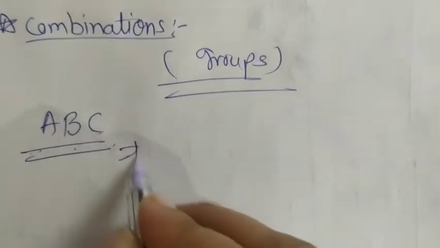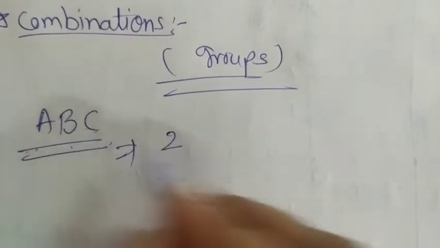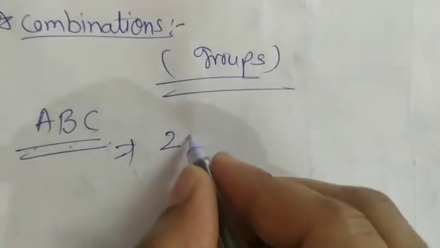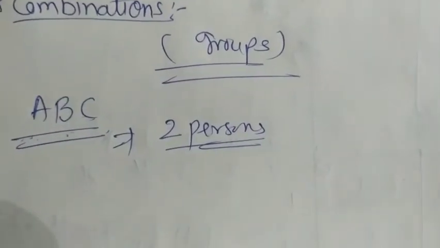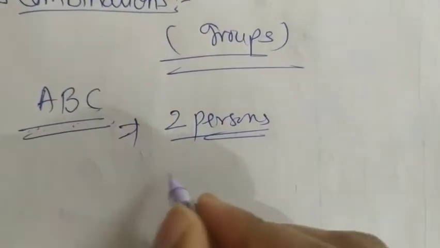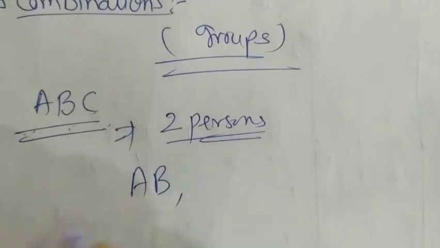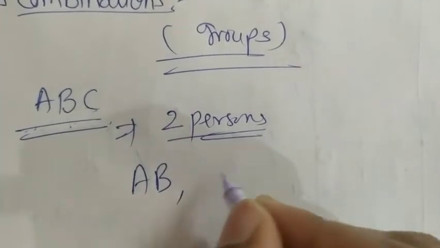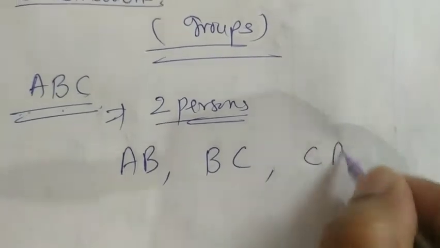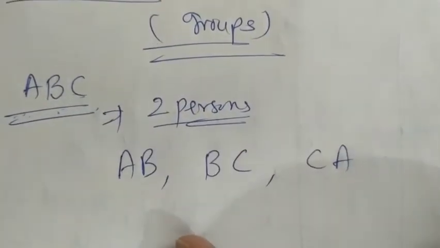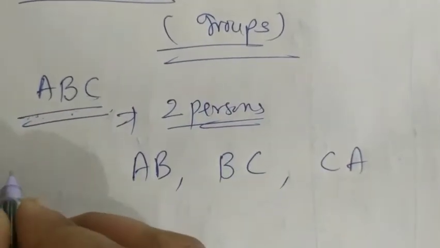So what can I do? We have to take 2 persons out of these 3 persons. So what can I do? I can either make a team of AB, or I can make a team BC or CA. Only these can be the possibilities when I am taking a team or group.